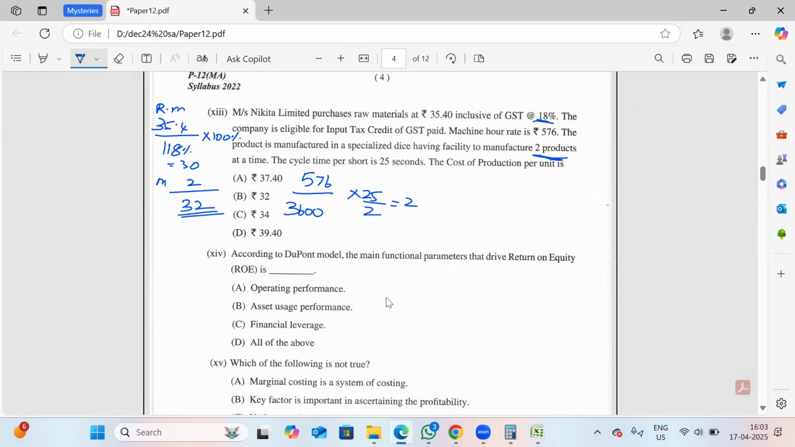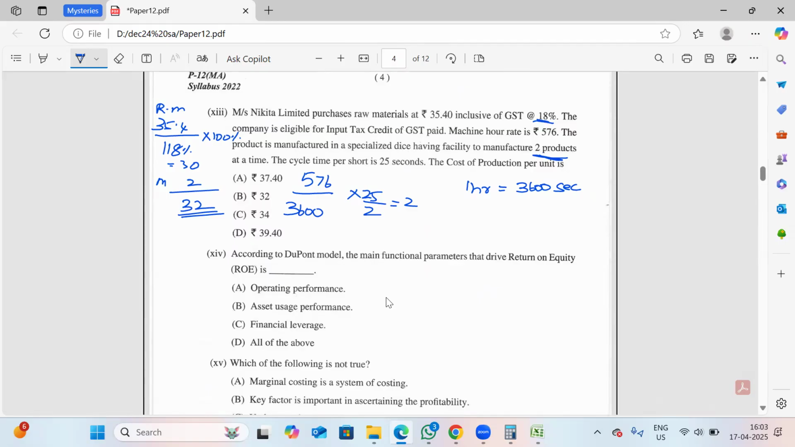So hope you understood. For 1 hour, we have 3600 seconds, so I'm dividing by 3600 seconds. That means 576 divided by 3600, I will be getting the machine rate per second. So for producing, I need 25 seconds, and in 25 seconds I can produce two units. So 25 divided by 2, I am using.